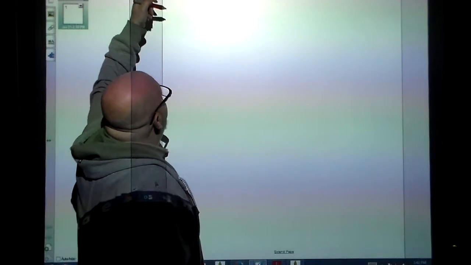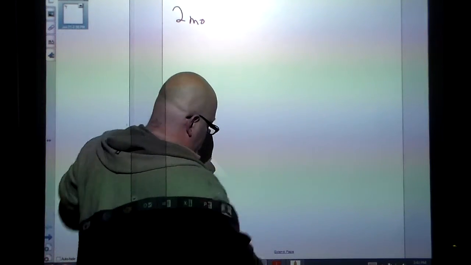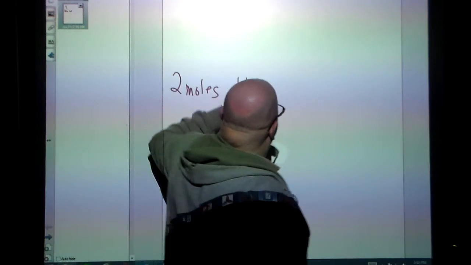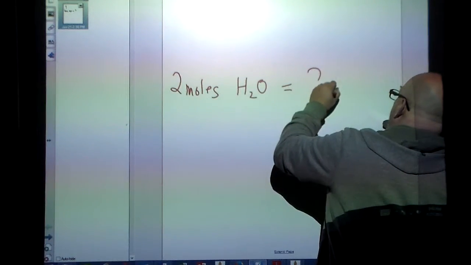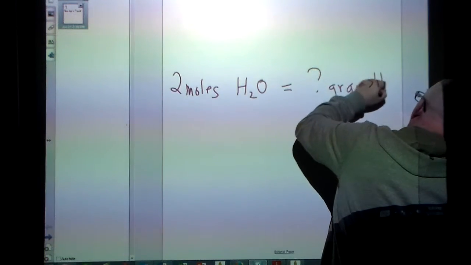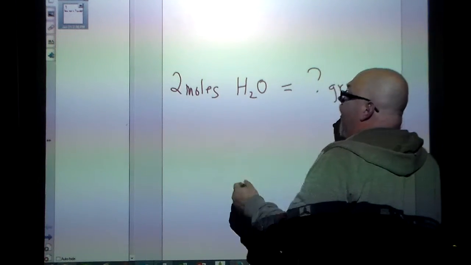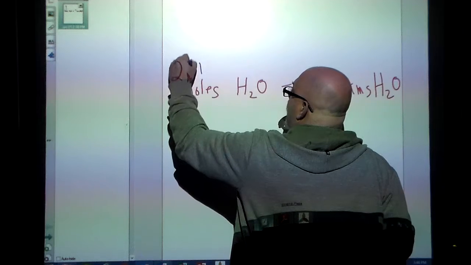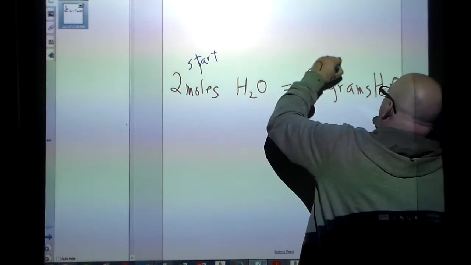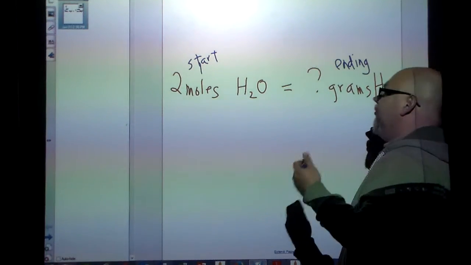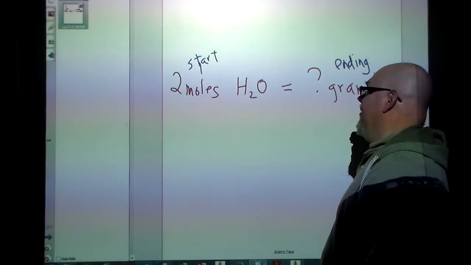Okay, so if I have 2 moles of water equals how many grams of water? This would be an example of going from moles to grams. Now, how would I know that? Well, this is where I'm starting, and this is where I'm ending. So I have to go from moles to grams. Well, in order to go from moles to grams, I'm going to have to multiply this out.